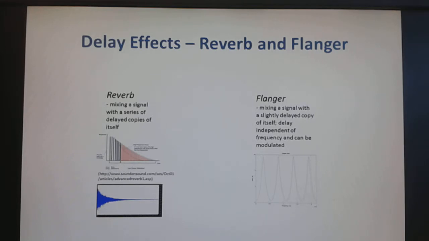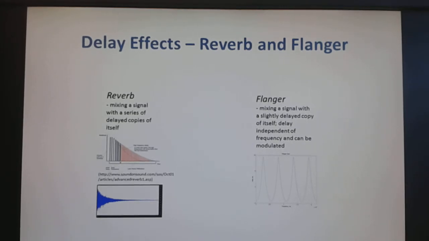Here you have an original signal mixed with a series of delayed copies of itself, and what you are creating here is the effect of a space in a room, like a reflection of the sound fading out. Flanger is where you will take a signal and mix it with a slightly delayed copy of itself, and here in the flanger this delay will be independent of the frequency and can be modulated.